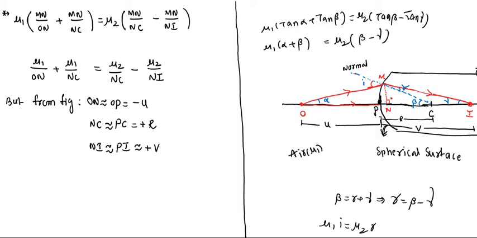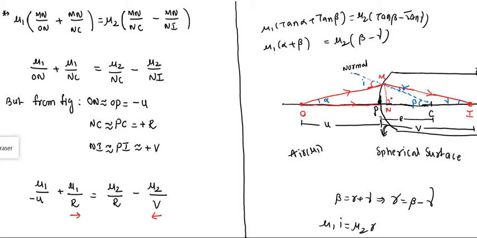These all things we substitute in the above equation. Then we will get nu 1 by ON, ON is minus u, plus nu 1 by NC, NC is R, is equal to nu 2 by NC, NC is R again, minus nu 2 by Ni, Ni is v. Okay, right. Now what we have to do? We have to take this nu 2 by v to the left side and nu 1 by R to the right side.